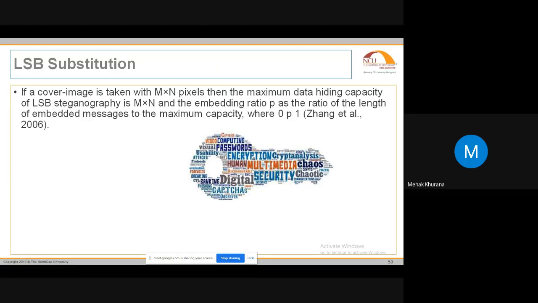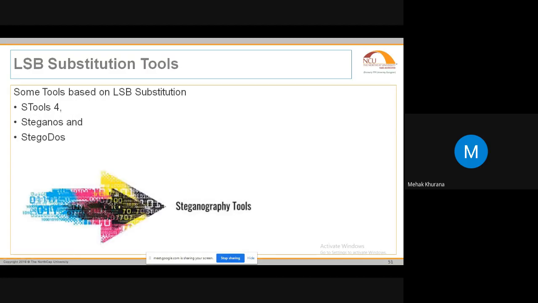Next, sir, please. So there are extensions of these methods. There are a number of tools that are used in LSB substitution, such as your S-Tools, your Stegnos, your Stegodos. So I'll be showing you the demonstration on these tools also. And next slide, sir.